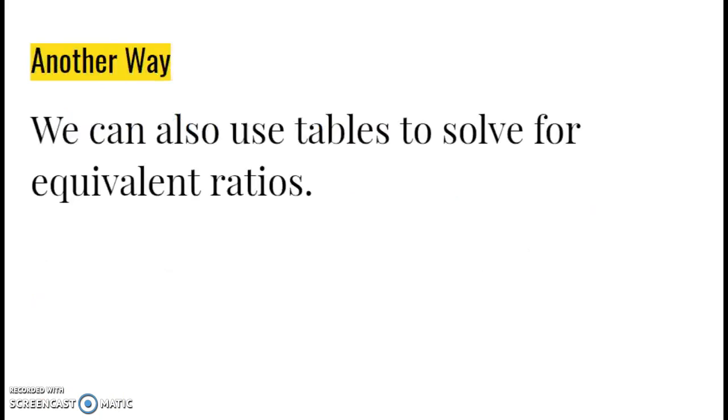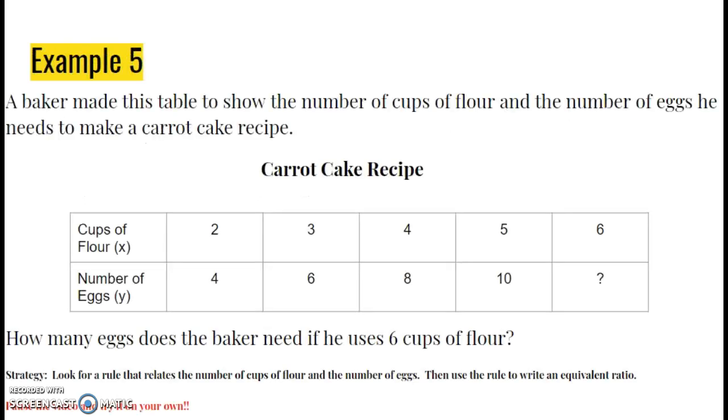Another way that we could find equivalent ratios is to use tables to solve for equivalent ratios. So let's look at example 5. A baker made this table to show the number of cups of flour and the number of eggs he needs to make a carrot cake recipe. How many eggs does the baker need if he uses 6 cups of flour? So we already know that he uses 2 cups of flour for every 4 eggs.